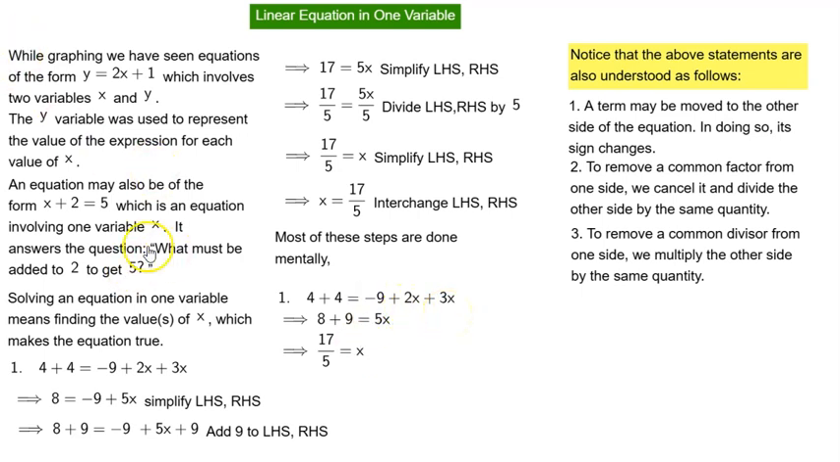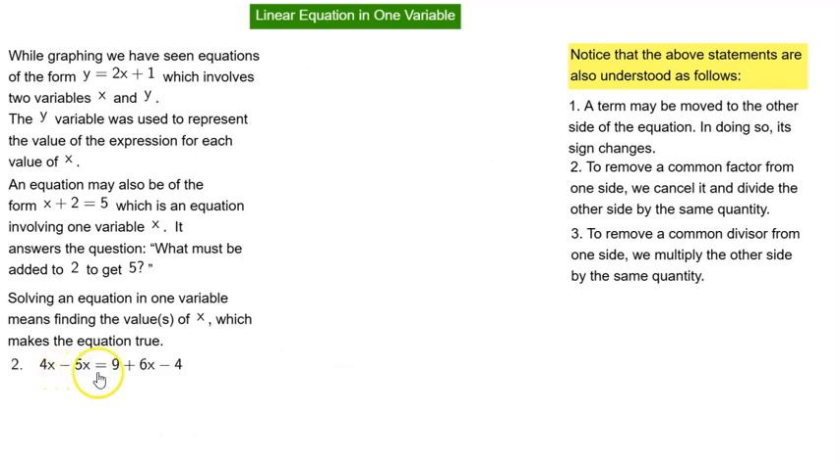Now let's look at the next one. 4x minus 5x is equal to 9 plus 6x minus 4. So 4x minus 5x is minus x, is equal to 9 minus 4 is 5 plus 6x. Now, if you bring 6x to this side, what happens?